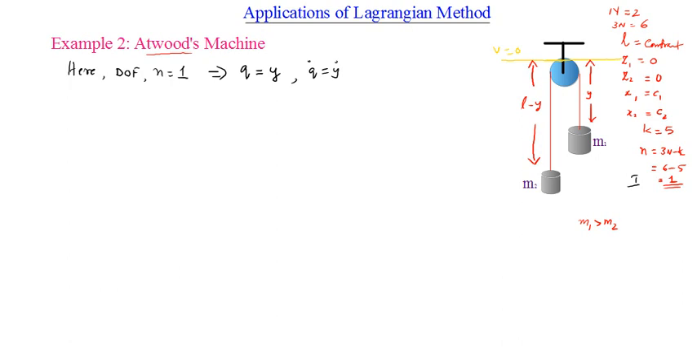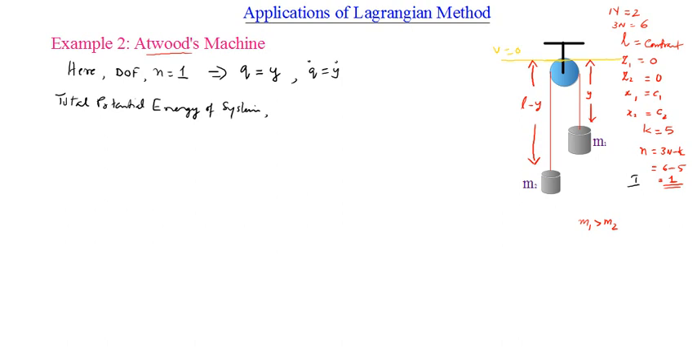So now I'm writing the potential energy. This is the third step actually, the total potential energy of the system. For that I have fixed the reference level: V equal to 0 is at the top point. So what will be V equal to?